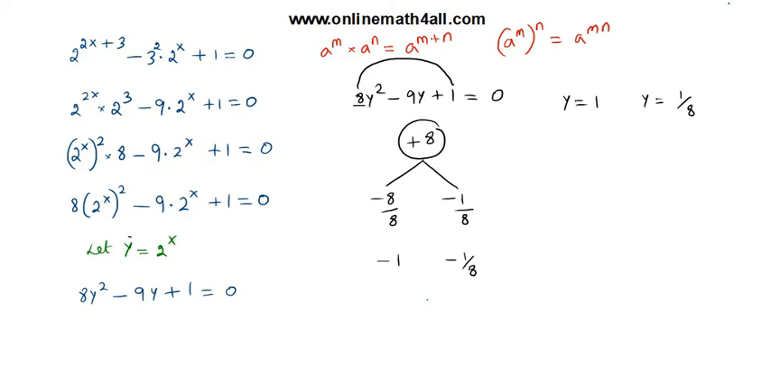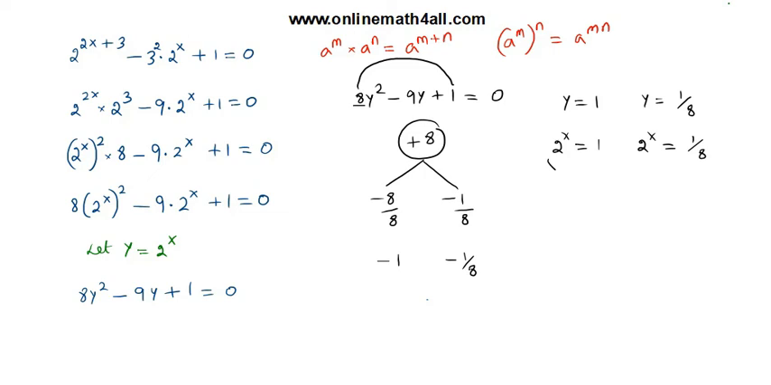Okay, now I got two values for y, but my aim is not to get the value of y, my aim is to find the value of x, because y is the variable taken by me, so the original variable we have in the equation is x. So now we can replace y by 2 to the power of x, because we already know that y is equal to 2 to the power of x. So instead of y, we can write 2 to the power of x is equal to 1, and here also 2 to the power of x is equal to 1 by 8.